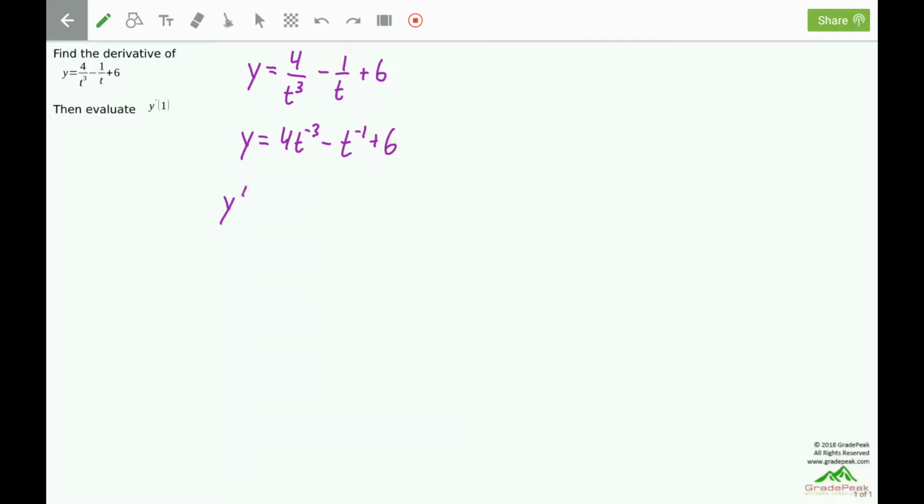So our derivative y prime, which can also be written as dy dt, will equal to first term, power rule. Bring down the negative 3, multiply it by the 4, negative 12. Subtract 1 from the negative 3, which will give us negative 4. The second term, also the power rule. Bring down the negative 1 multiplied by the negative 1, and that will give us a positive 1. Subtract 1 from the power, negative 1 minus 1 more will be negative 2. And then the third term is a constant with no t. The derivative of that is a 0.